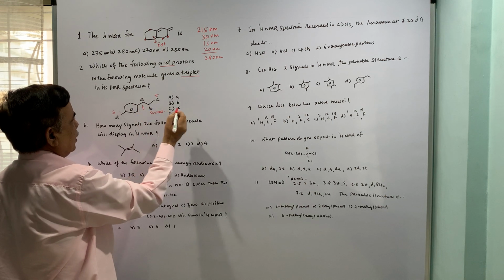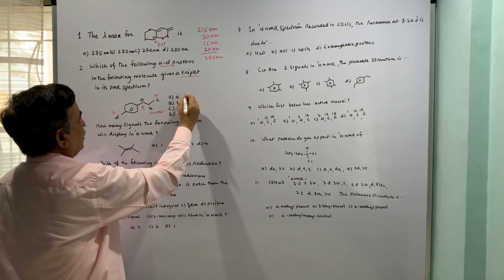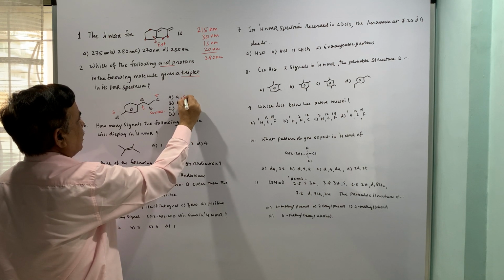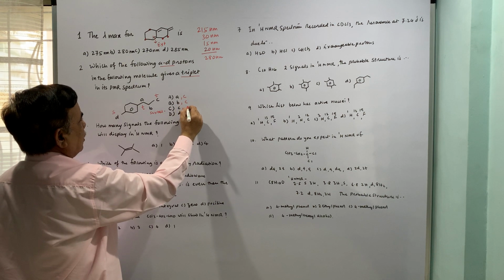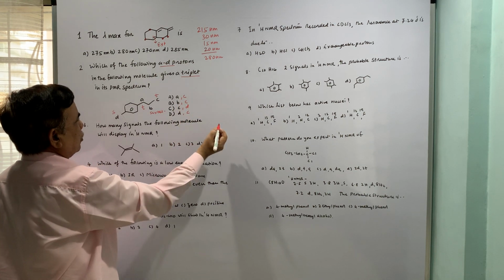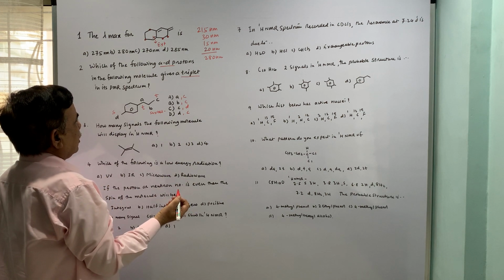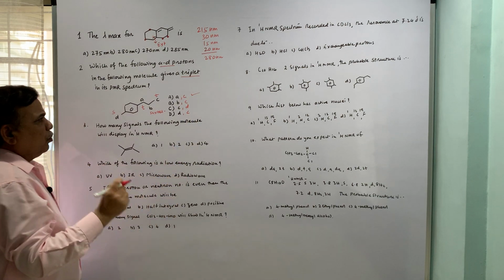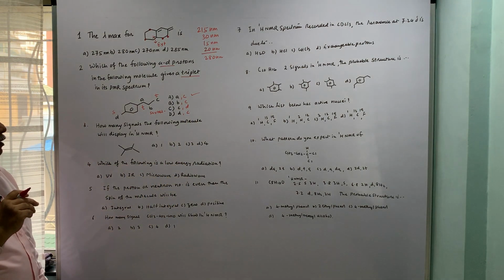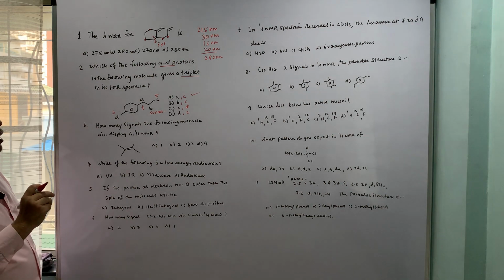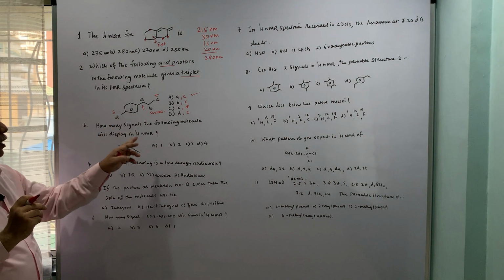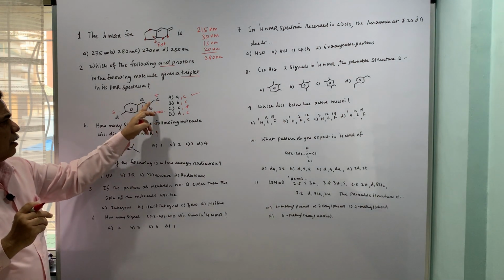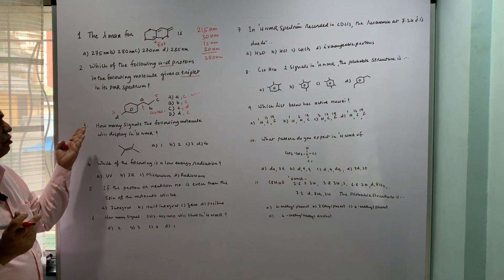This also gives a triplet, so it should be A and C. So the correct option is going to be A and C. Both A as well as C will give triplets, and the remaining we have already said. This has got 5 neighbors, so a sextet. This is isolated, so a singlet.